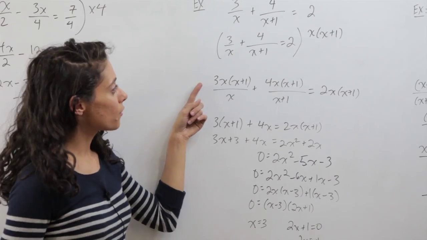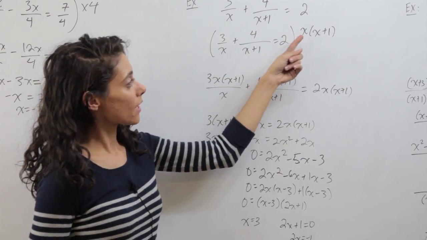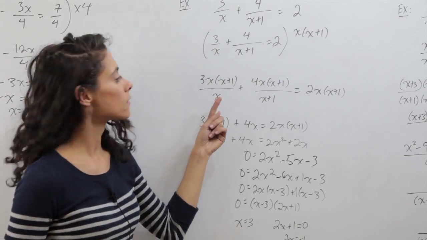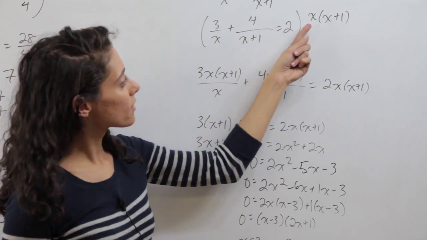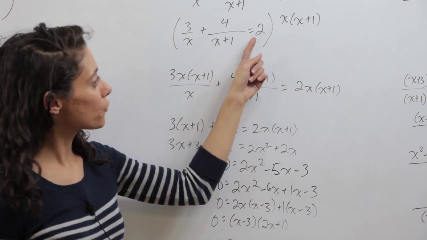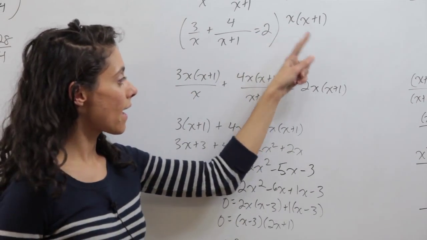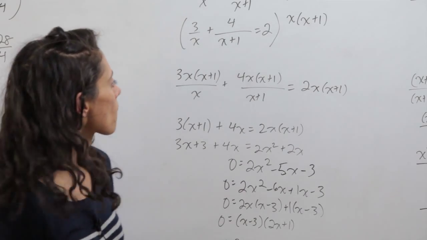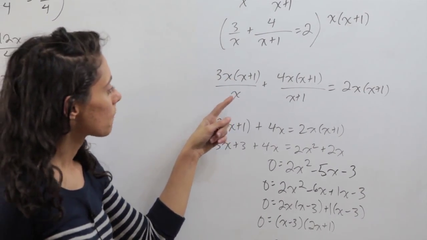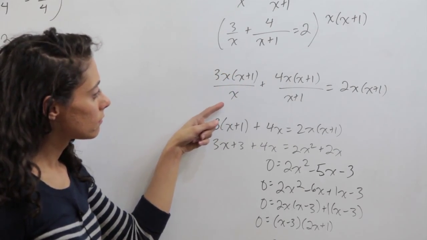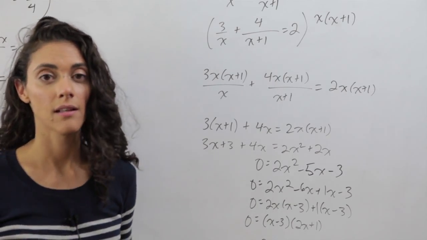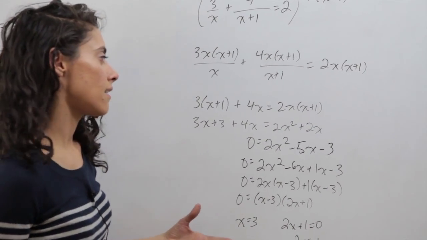This first thing is going to become 3 times x plus 1, still over x. The second one becomes 4 times x plus 1, still over x plus 1. And don't forget the 2 also gets multiplied by x and by x plus 1. Now, there are common factors in the numerator and the denominator. Here the x's cancel out. Here the x plus 1 cancel out. Fractions are gone. Now that the fractions are gone, we treat this like any other equation.